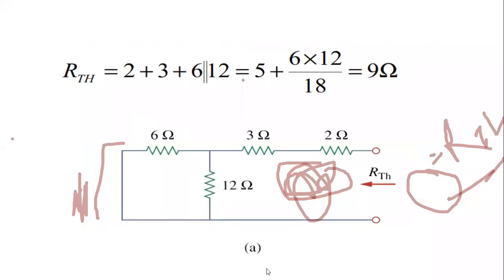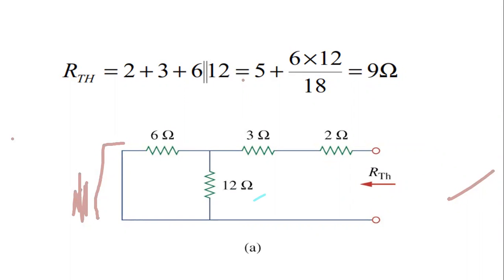This is how you can find the Thevenin's resistance. So 2 plus 3 plus 6 and 12 parallel, that will give you 9 ohm. Four plus 3 plus 2 will be 9 ohm. So 9 ohm is the RTH.